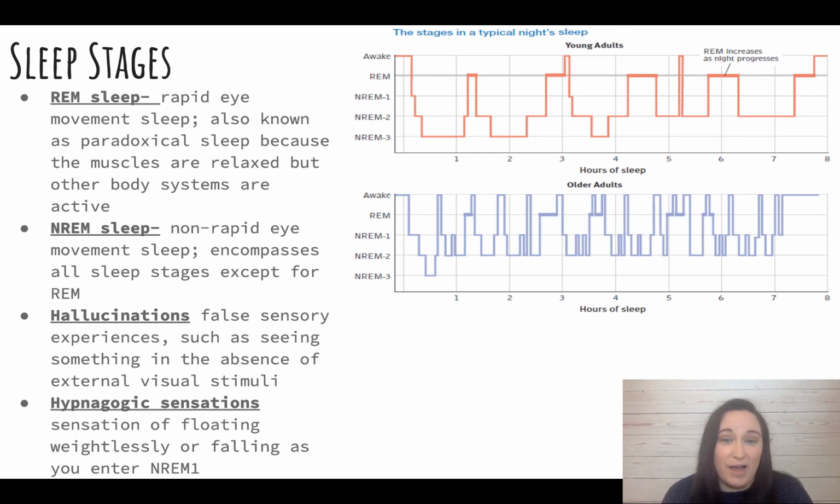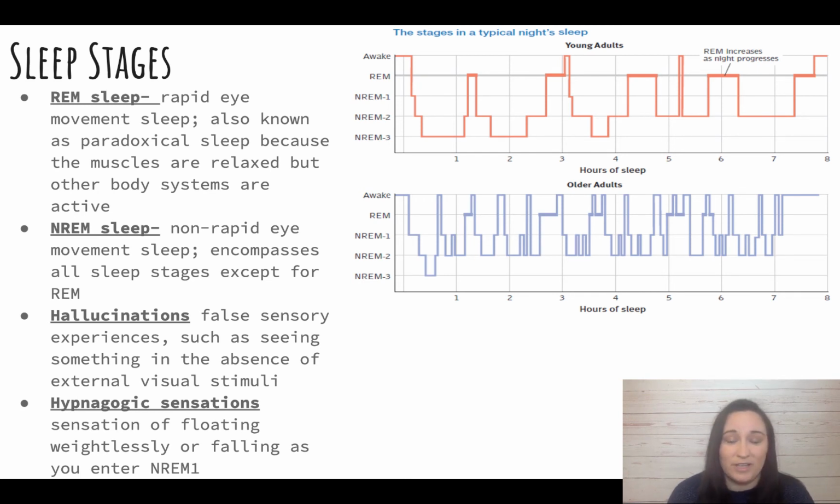So non-REM is all the other parts of sleep. So non-REM 1, 2, and 3. So this is non-rapid eye movement. Okay? Fun fact, we don't remember the moment we fall asleep. Actually, kind of weird, right? So in non-REM 1, you can have hallucinations. So hearing, seeing things that aren't actually there. And we can also have these hypnagogic sensations.